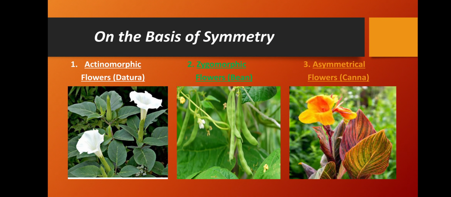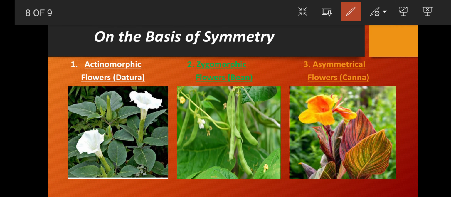Next, on the basis of symmetry, how are the flowers classified? They are classified into three: actinomorphic, zygomorphic, and asymmetrical. First is actinomorphic flowers. These are flowers which can be divided into two equal and similar halves if they are cut vertically in any plane through the center. For example, China rose, mustard, brinjal, chili, dhatura, Catharanthus roseus, commonly termed Madagascar periwinkle. And here is a picture of a dhatura plant.